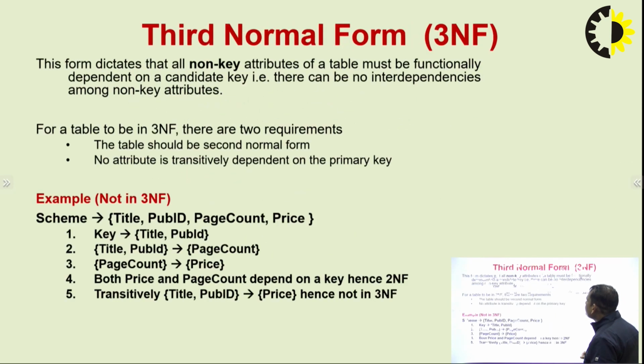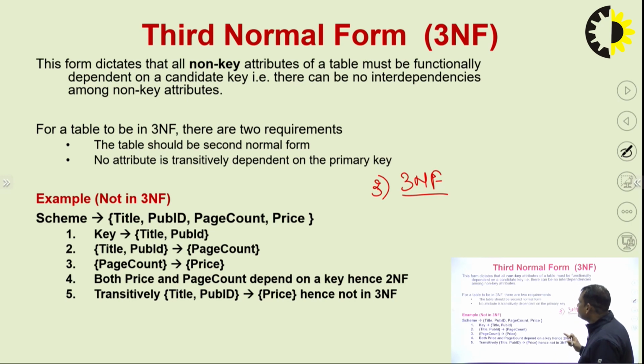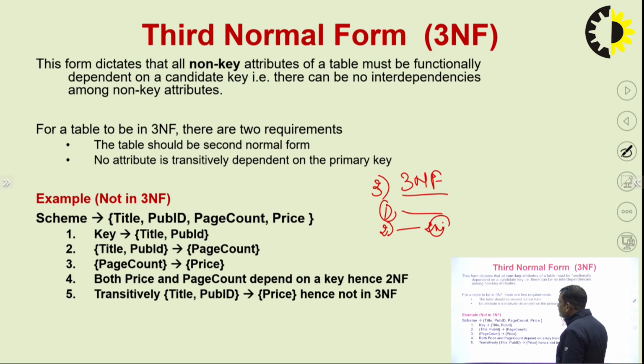Next, third normal form. In this normal form, the first condition is that the table must be in first normal form. The second condition is that it must also be in second normal form. And for third normal form, the table should be in second normal form, with no attributes having a transitive dependency.